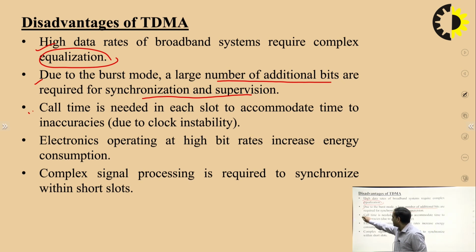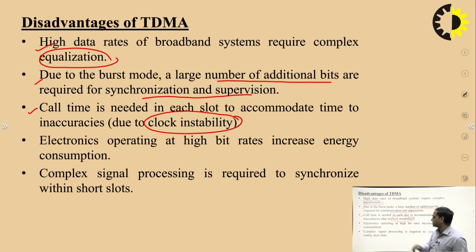Next, a guard time is needed in each slot to accommodate timing inaccuracy due to clock instability, as I just mentioned about the clock instability in the TDMA system. Electronics operating at high bit rates increases the energy consumption. When we impose a high data rate in the TDMA system, so when we transmit data at a very high data rate, more power is required to transmit more bits.